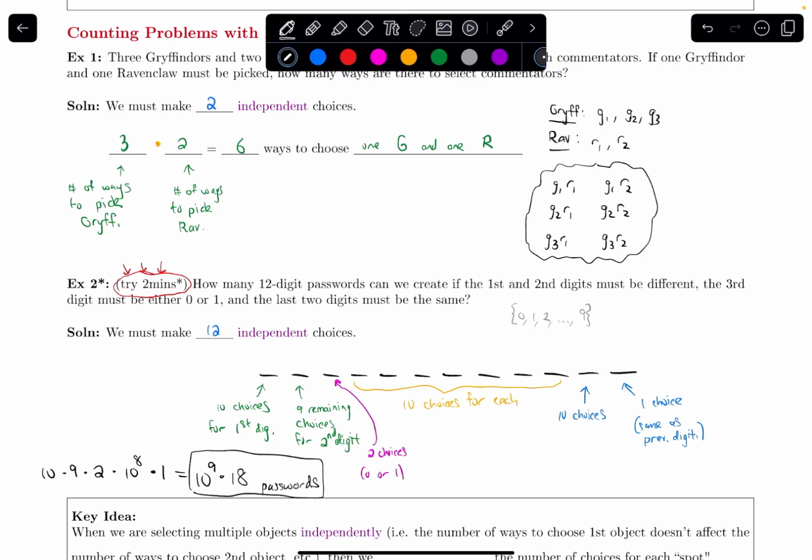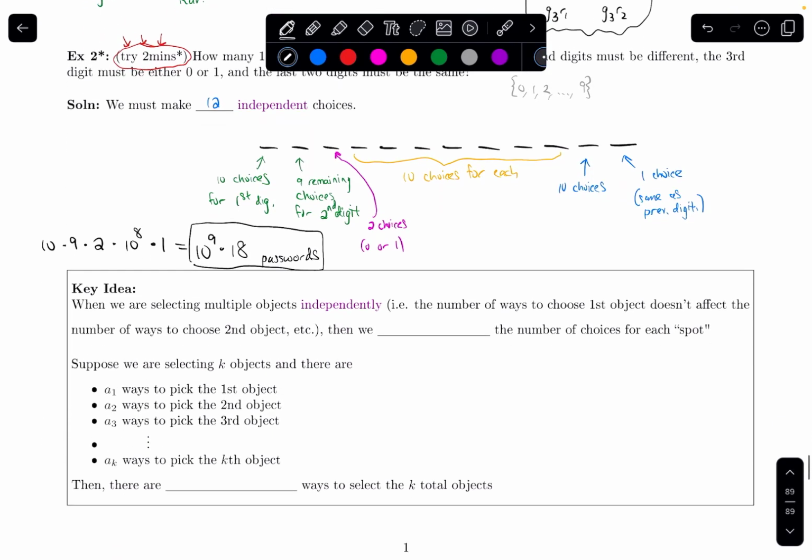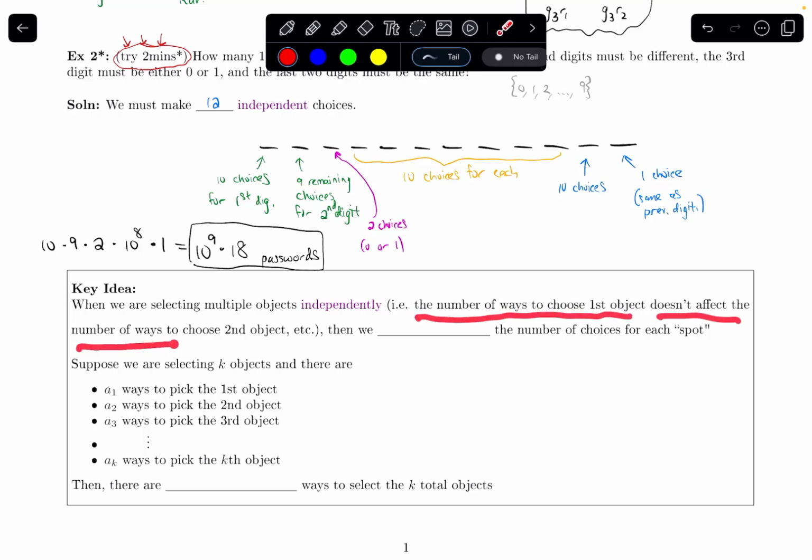Okay, so I want to end this video by summarizing the results that we saw in these examples about when we multiply. When we are selecting multiple objects independently, and I mean independently in the following sense, the number of ways in which we choose the first object doesn't affect the number of ways to choose the second object, and so on, then we multiply the number of choices for each spot.